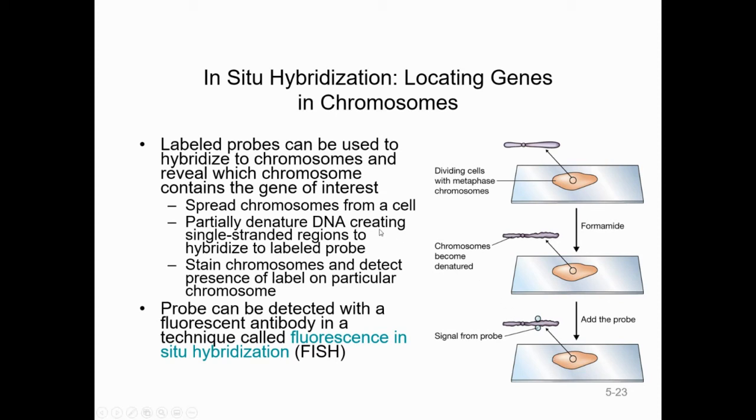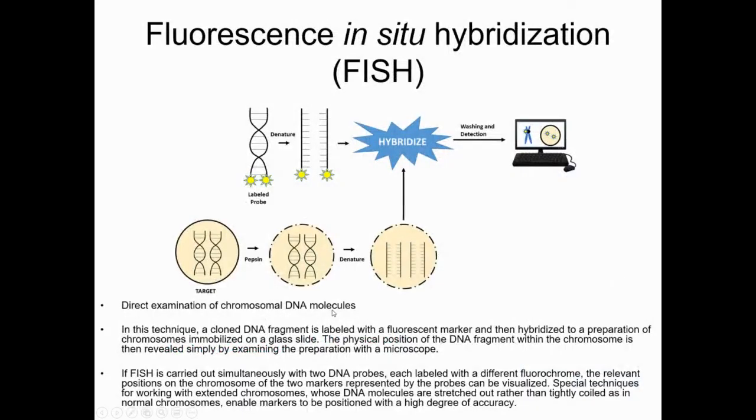And if you use a probe that is labeled with a fluorescent marker, then we call it fluorescence in situ hybridization. It's called FISH. So FISH can perform a direct examination of the chromosomal DNA molecule.